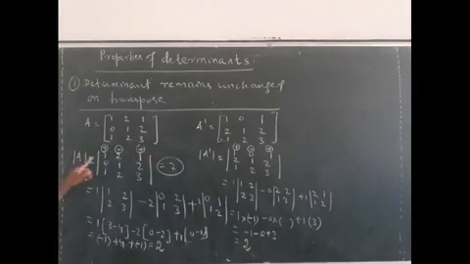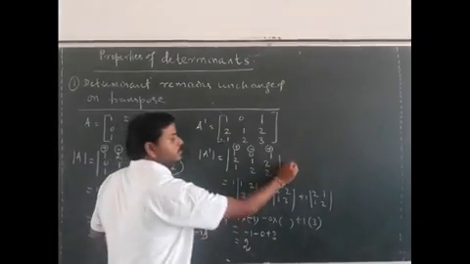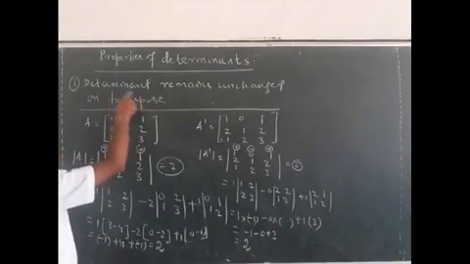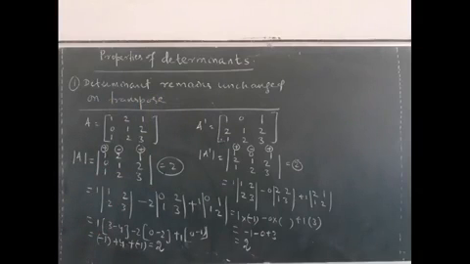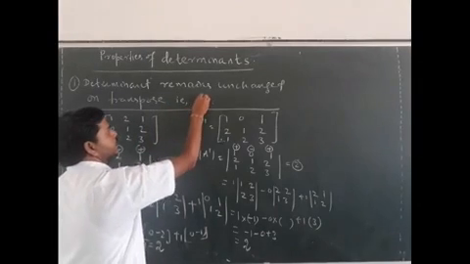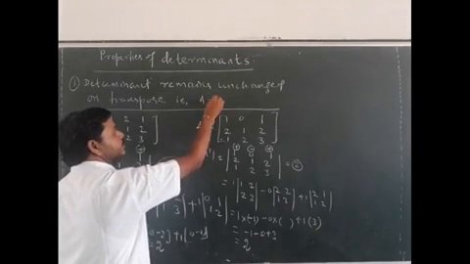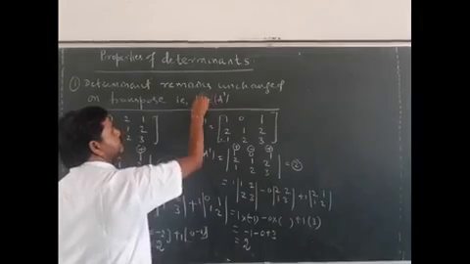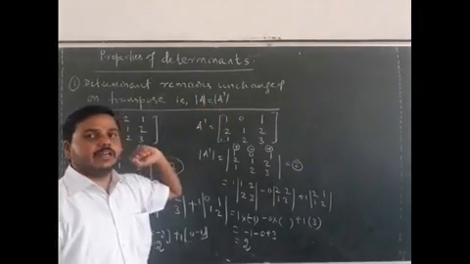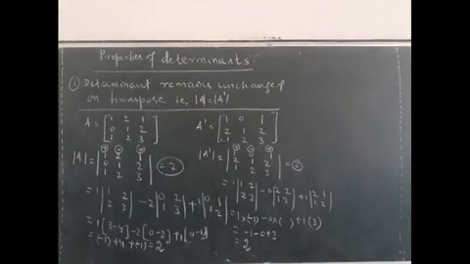Now look at this. This determinant value equals 2 and the value of this determinant is also 2. So this is my first property: the determinant remains unchanged on transpose. I write it like this: for any matrix A, the determinant of A is equal to the determinant of A dash. Now pause this video for some time, go through the process and try to read it very carefully.